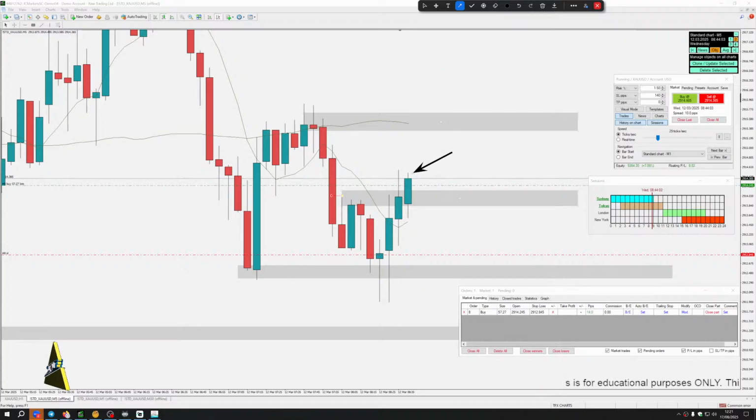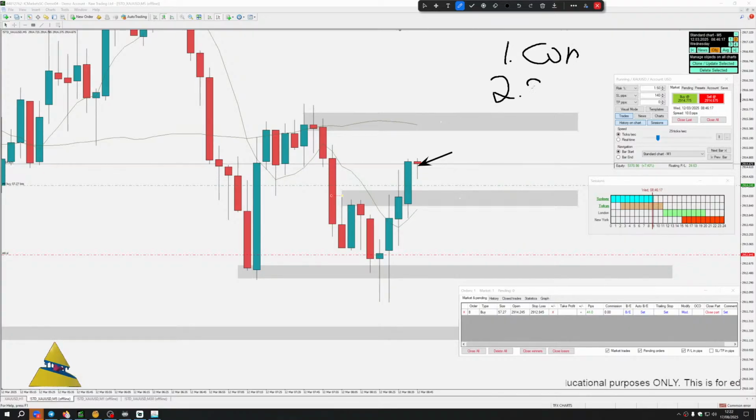If this candlestick can re-break the previous candlestick highs. All right, so shotgun entry. Now we have 3 entry models. We have consol, we have swing, and we have shotgun.